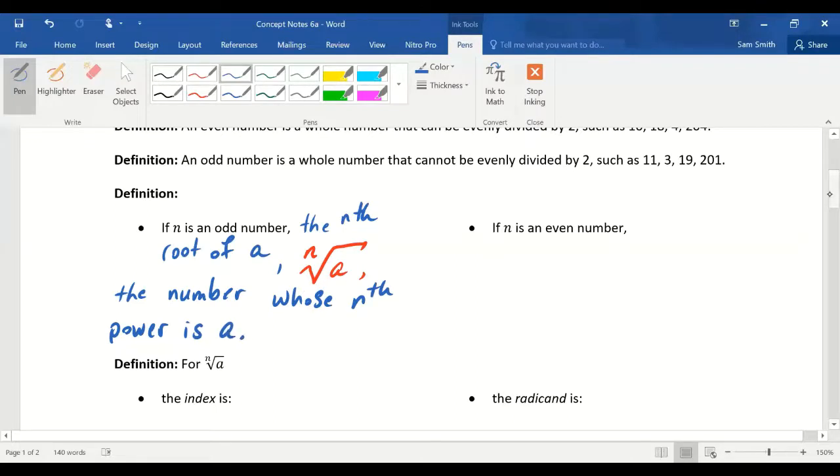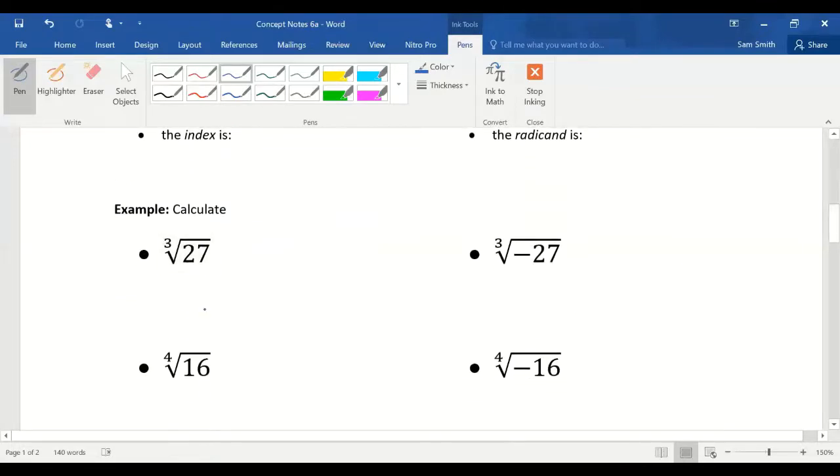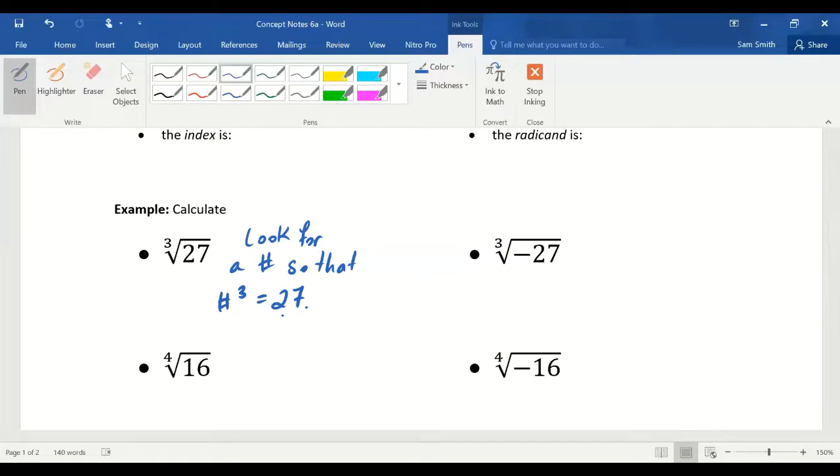Now, scrolling down just for a minute, I'd like to test this out. Let's try and calculate the cube root, the third root of 27. Now, the goal here is to look for a number so that number cubed equals 27. And my process is just to sort of go through one by one and think about numbers and take their third power and see if the result is 27.